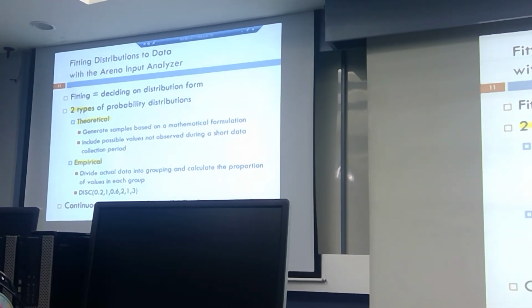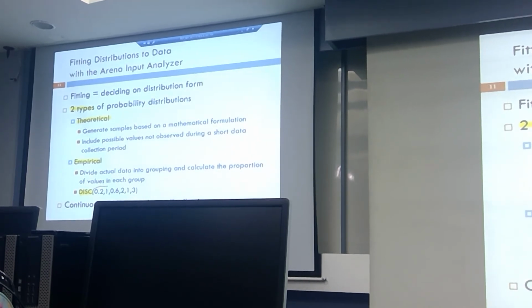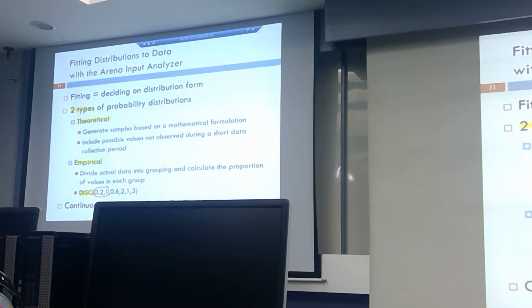And here is the way we write an empirical distribution in Arena. So take a look. DISC is the expression, for discrete probability. And then in the parentheses, the way you read it is that the numbers are in pairs. So you can take a look at it like this.